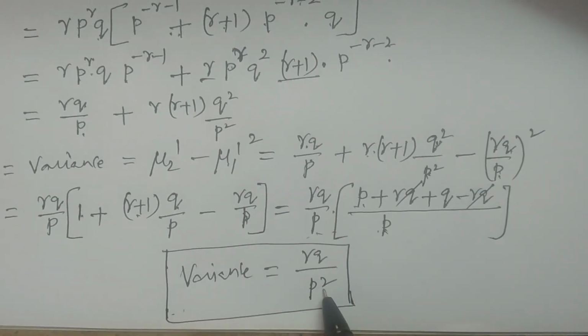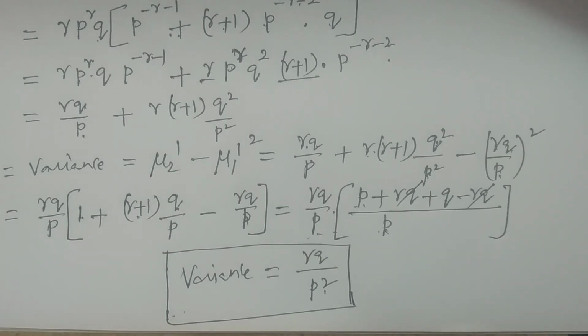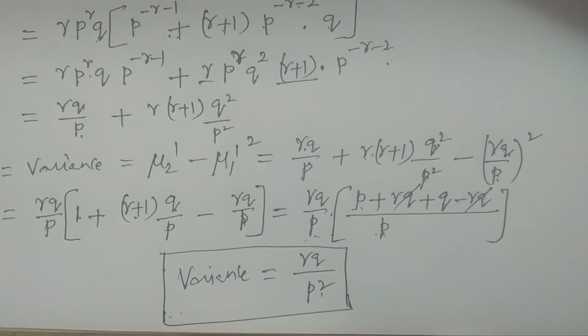Mean is rq by p. Variance is rq by p square. Here, mean is less than variance. For the negative binomial distribution, another important property is that mean is less than variance. Please keep that in mind. So this is the calculation of mean and variance through the moment generating function of the negative binomial distribution. Thank you.